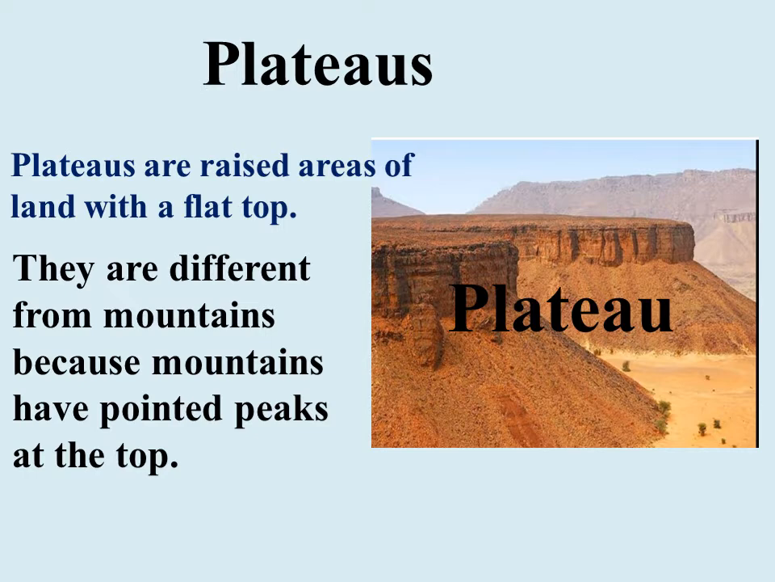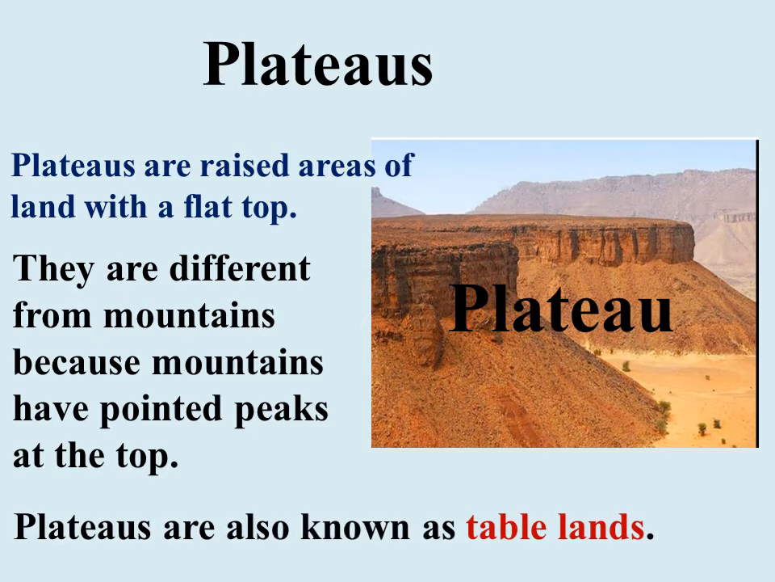They are different from mountains because mountains have pointed peaks at the top. Plateaus have a flat top, but mountains have pointed peaks at the top. That is why they are different from mountains. Plateaus are also known as tablelands, since they are flat at the top.